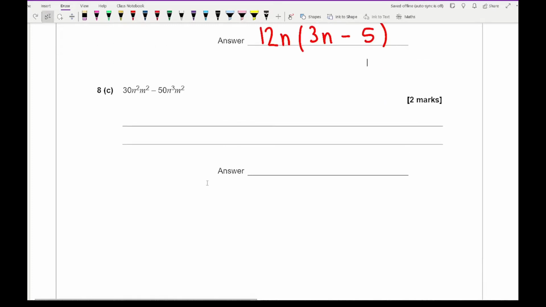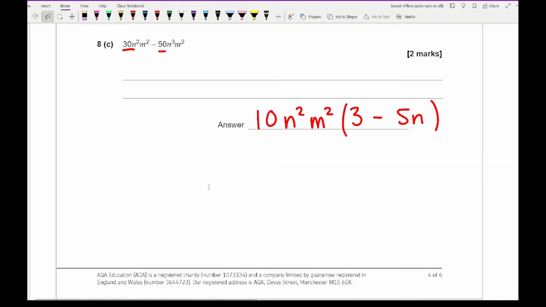Then moving on to question 8c. So again, looking at the numbers, the highest common factor is 10. Going for the smallest power of n, that's going to be n squared. And the smallest power of m, which is m squared. And then just working it through, so that's going to be 3, and the rest is fine, minus 5n. And there we go for that one.